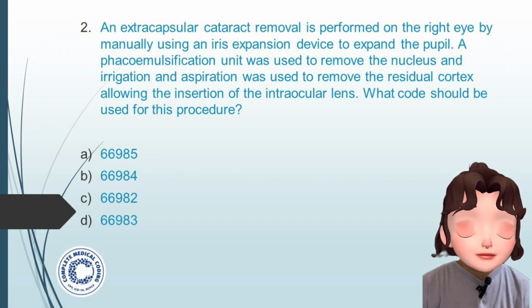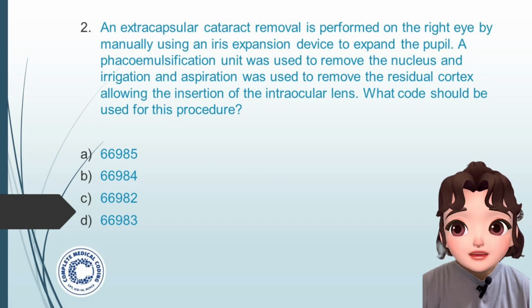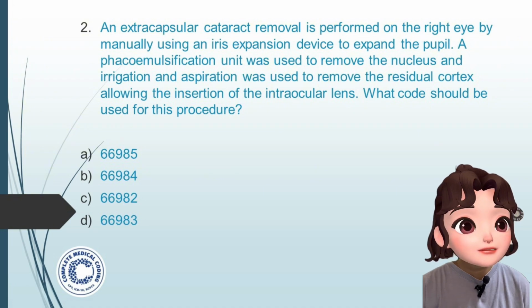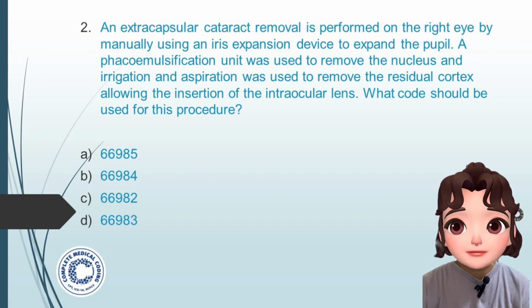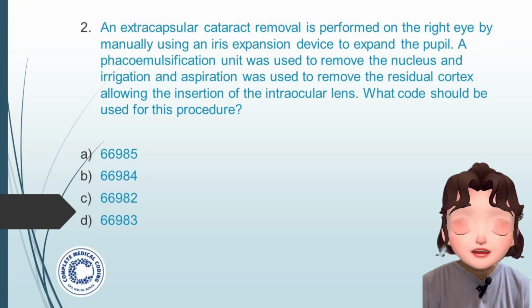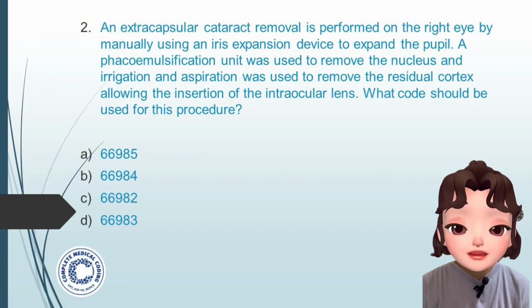What is 66983? Intracapsular cataract extraction with insertion of intraocular lens. No, this is not intracapsular cataract extraction. This is extracapsular cataract extraction. Not intracapsular, so 66983 is wrong. What is 66984? Again, extracapsular cataract removal with insertion of intraocular lens prosthesis, manual or mechanical technique. Let's see, what is 66985? Insertion of intraocular lens prosthesis. Only insertion of intraocular lens is mentioned in 66985. Extracapsular cataract removal is not mentioned in 66985, so that's also wrong. So the answer should be either 66982 or 66984.